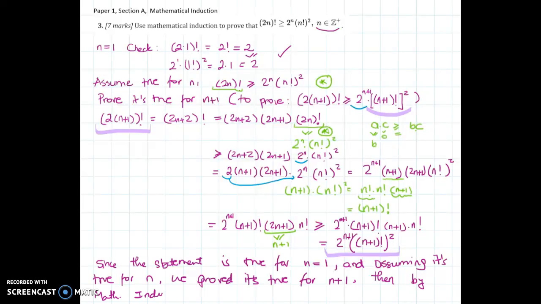Then let's see here, abbreviating. The statement is true for all n positive integer. And that was what we wanted to prove.